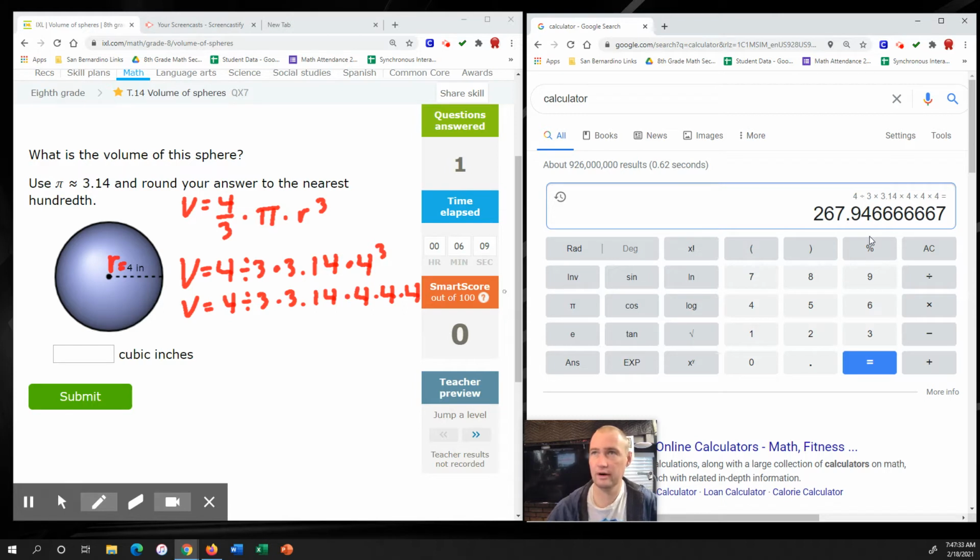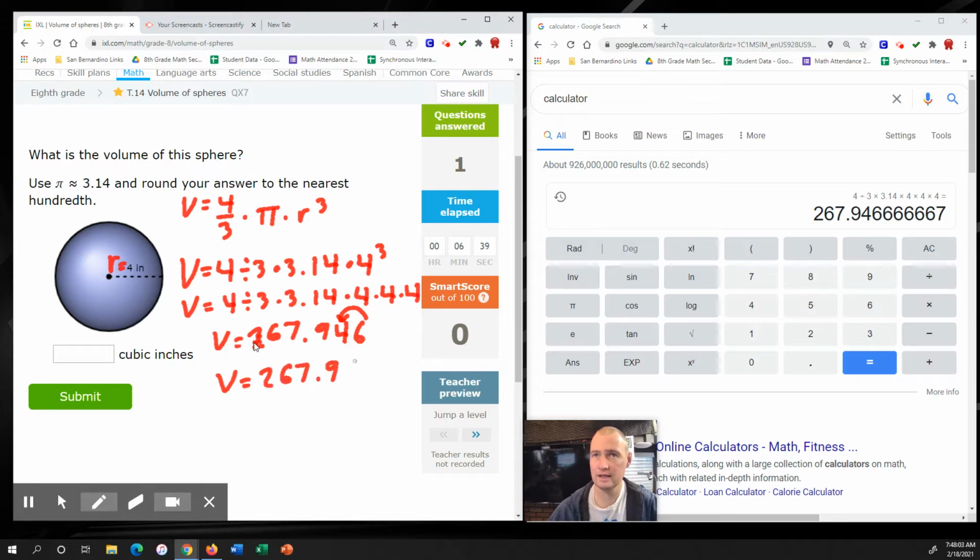Okay, so notice on our calculator, we get a total volume of 267.946. Now, I want to round to the nearest hundredth. This is to the thousandth right now. Because the 6 is higher than the 5, I'm going to take that 4 and round up to a 5. So my total volume is going to come out to be 267.95, because that 6 is going to cause that hundredths place to round up by 1.